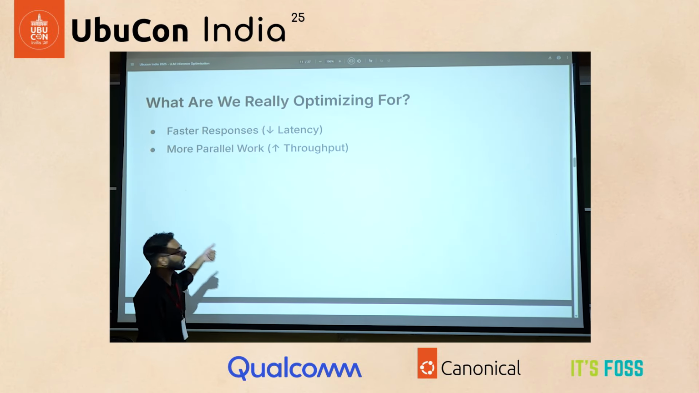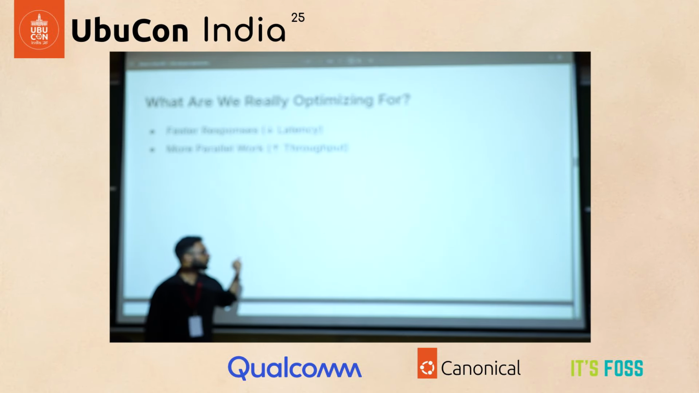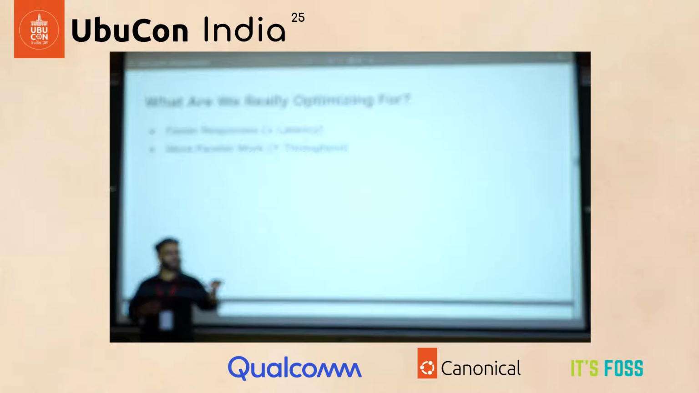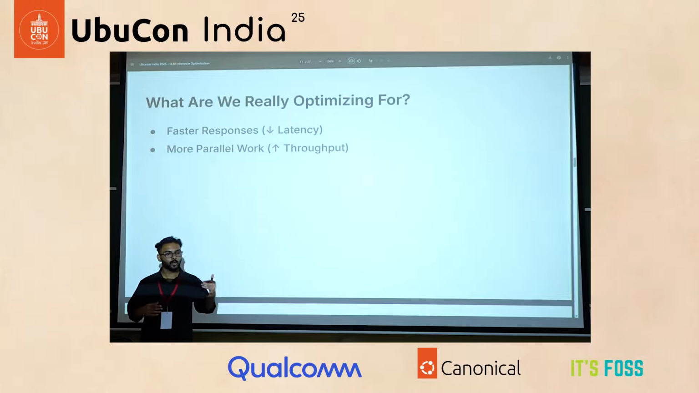So what are we really optimizing for? For the users, we don't want them to wait too long, right? We want a faster response, which means we need to reduce the latency. And we are not doing this for one user, but for the number of users that we have, so we need to increase the throughput to process as many requests as we can. So we are trying to reduce the latency and also increase the throughput. Okay, cool.